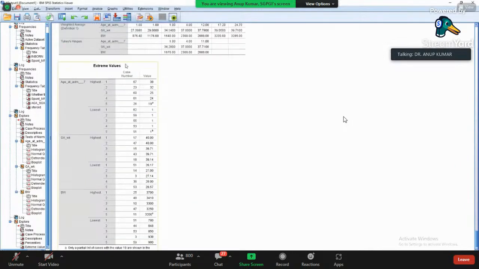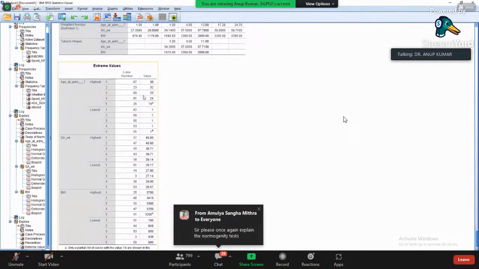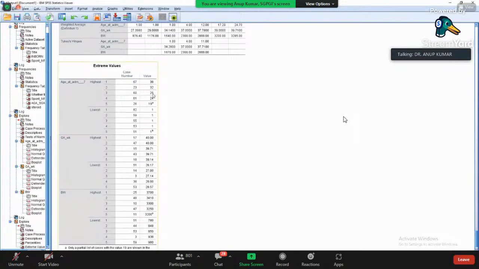Now these are the extreme values at age at admission: serial numbers 67, 23, 60, 61, and 26. You can see the extreme values here. Now you can just remove them if they are going to affect your data analysis.